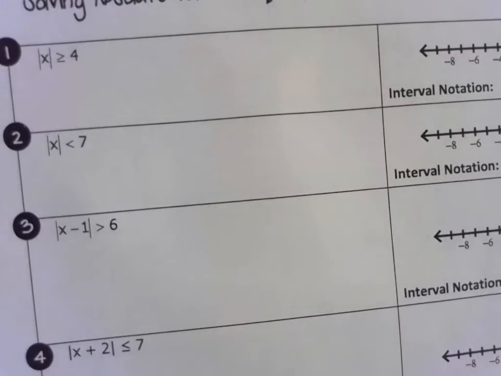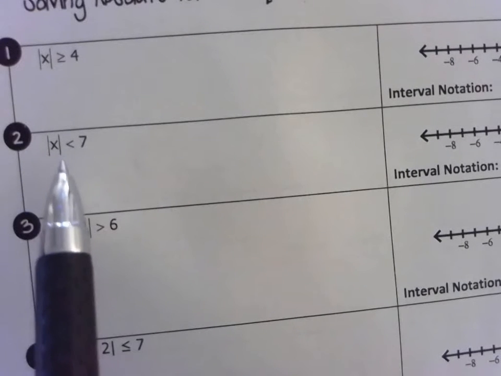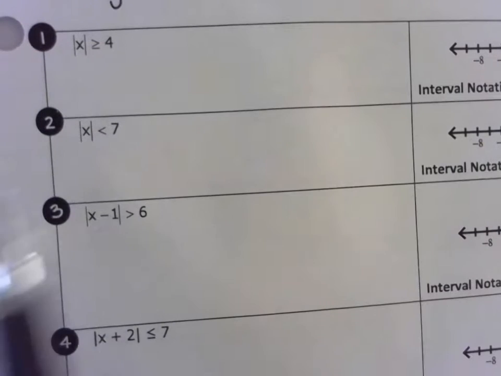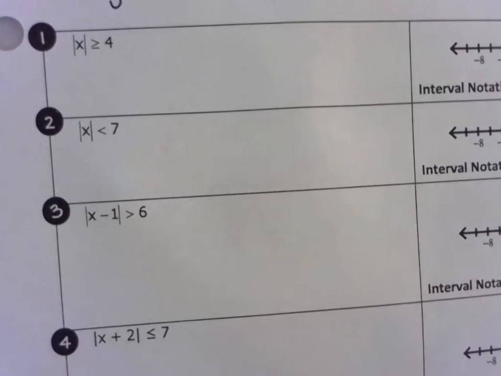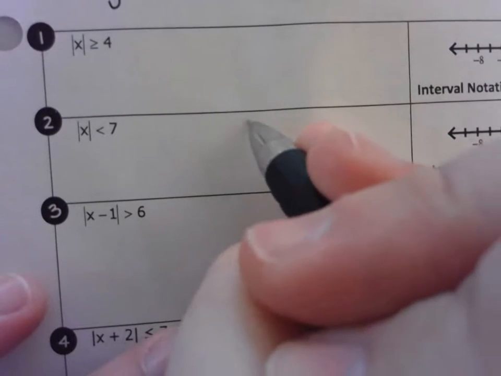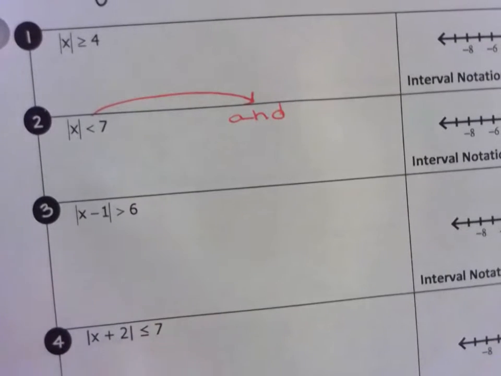Let's look at 2. First of all, if I look at 2, the first thing you're going to want to do is to figure out if it's an and or. So if I look at 2, the absolute value is alone. The absolute value is less than 8. So is this an and or? And. The absolute value is less than, so it's an and. So that's the first thing I do: I say, okay, is it an and or? The absolute value is less than, so it's an and.